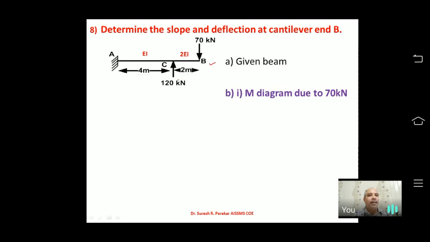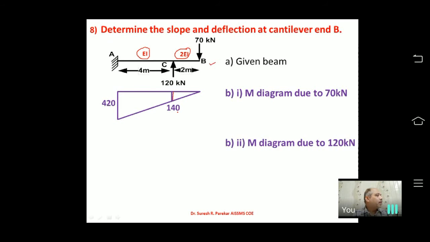So first I will plot the M diagram due to 70. This is downward, below the line, and the value we have is 420 at A, because we have 70 into 6. So we have 420. Now we have to find the value at C also, because if I have to find the slope or deflection at C, then this value plays an important role. Here my value of EI is for A to C and 2 EI for C to B. So I require this value at C. And at C we are going to get 140, because 70 into 2 is 140.